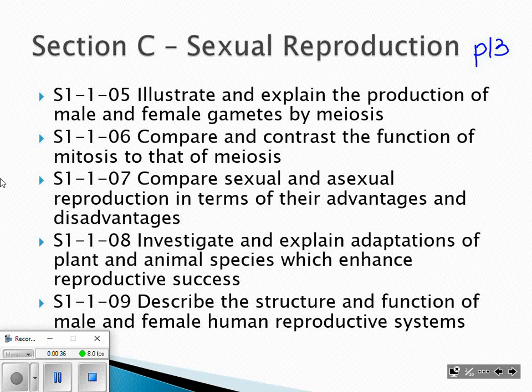So that's going to be part of your online learning for tomorrow, comparing and contrasting mitosis and meiosis in terms of the mechanism, what cells use it, how many cells are produced, whether they're identical or different, and how many chromosomes each of those cells have. We're going to eventually compare sexual and asexual reproduction in terms of their advantages and disadvantages.